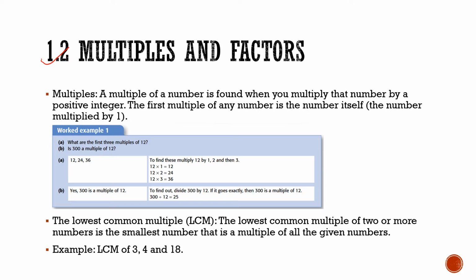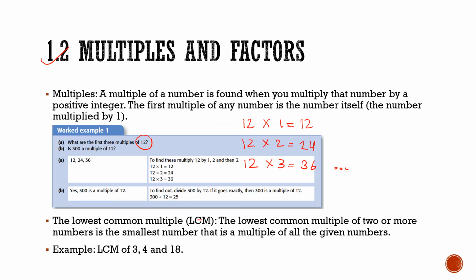multiples and fractions. Basically, a multiple is a number which is found when you multiply the number by a positive integer. The first multiple of any number is the number itself, the number multiplied by 1. Example, what are the first three multiples of 12? Whenever you're supposed to find the multiples, let's say that this is the first three multiples. So 12 times 1, this is the first, 12 times 2, this is the second, 12 times 3, this is the third. This is basically 12, 24, 36, and this goes on forever.